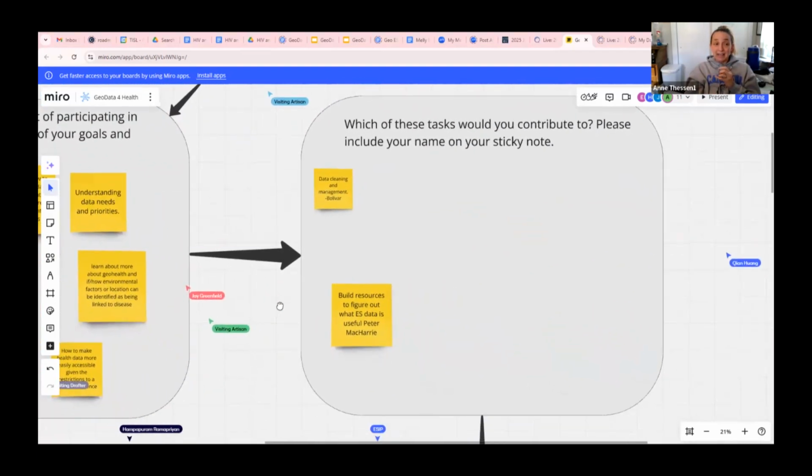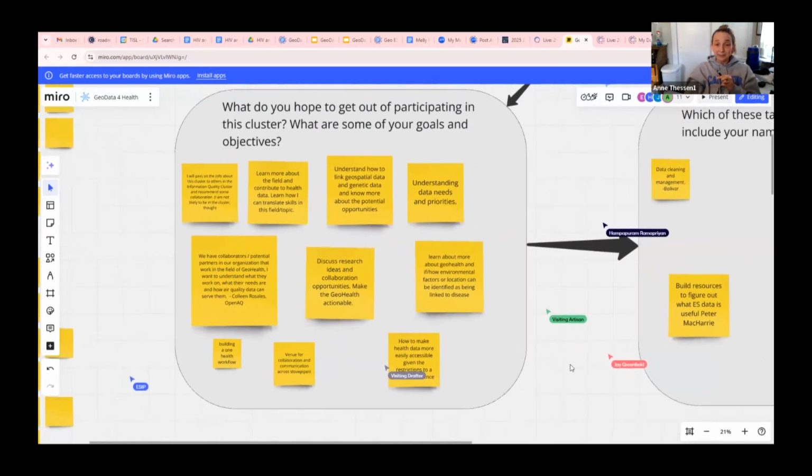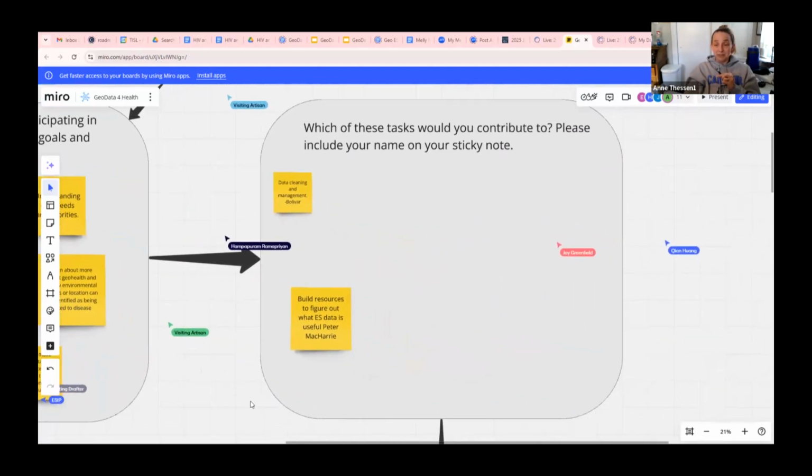So which of the tasks, or are there any specific tasks, would you personally be willing to contribute to? And of course, please include your name on your sticky note. So I understand that these tasks, given some of them are rather general, can we think about some specific tasks that would further these goals and that you would be willing to contribute to? And I know this is maybe a little esoteric at this point.